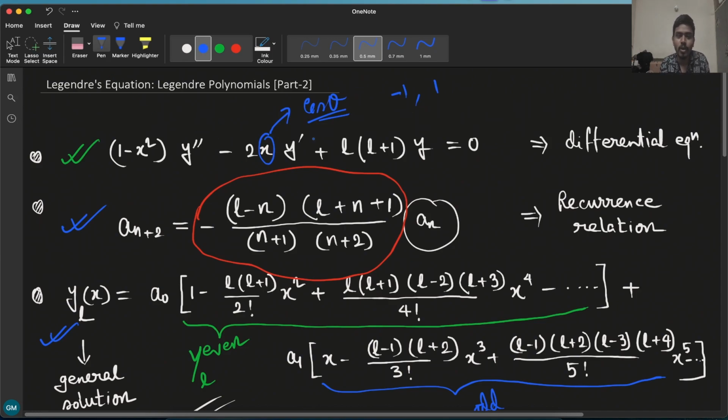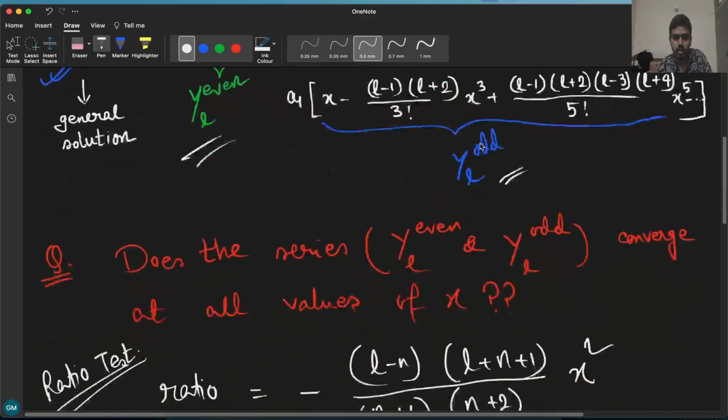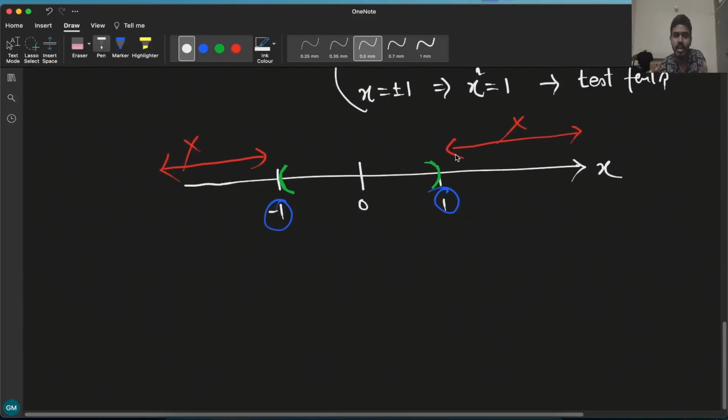So basically we will find those solutions, we are interested in those solutions which do not diverge at x equals to plus minus 1. We are interested in those solutions. Okay, so that's the motivation behind investigating what happens at x equals to plus minus 1.